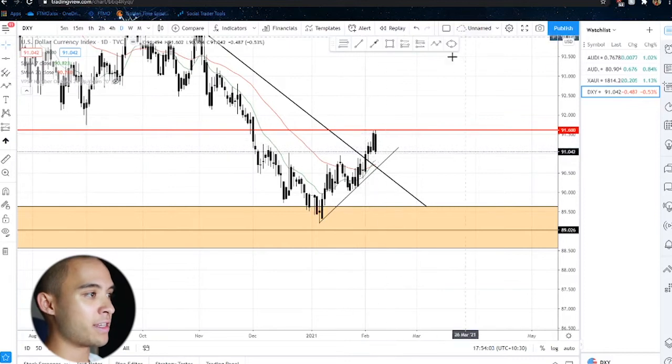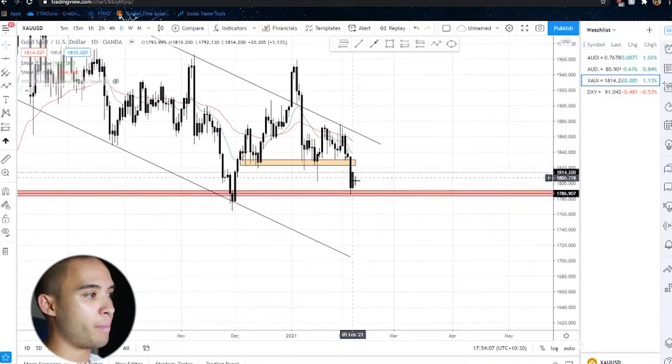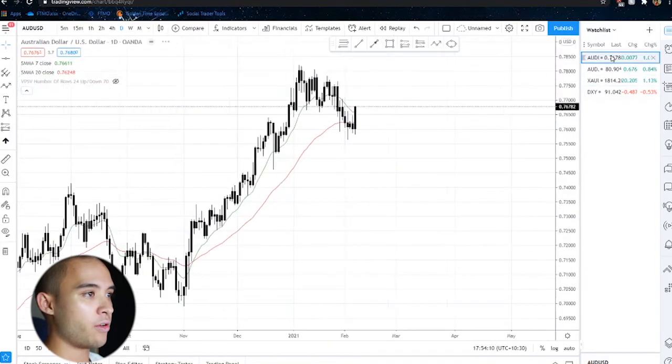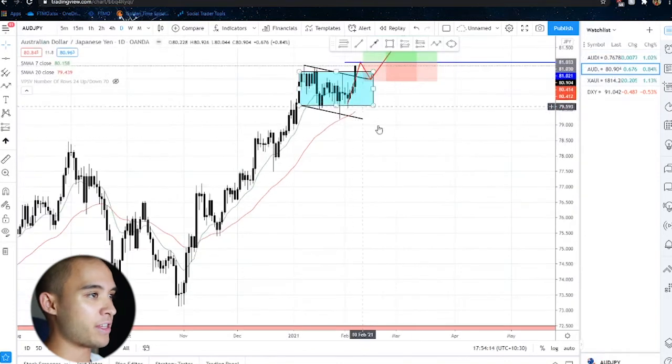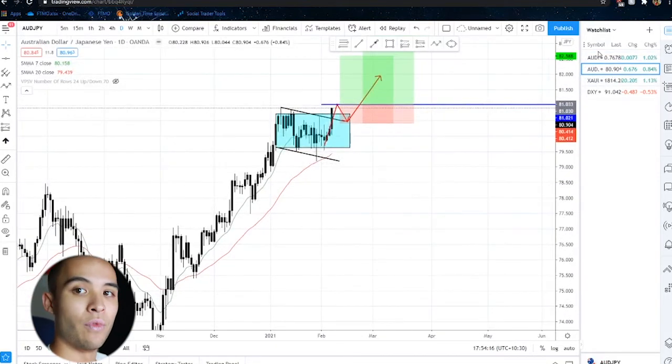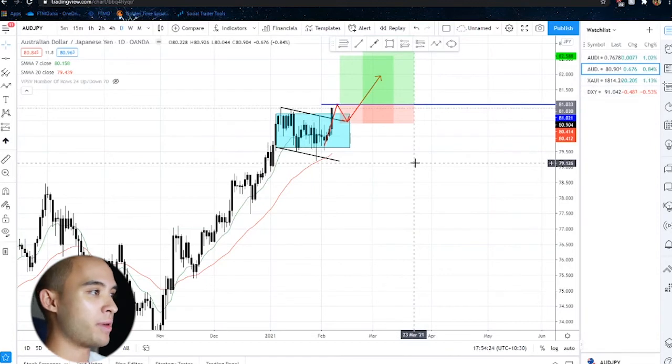So if price does continue shooting up on the DXY, and if price continues bearish on gold, then we can see both of these pairs, AU and AJ, making their way down. To where? I'm not actually too sure. It really all depends on the market structure on the correlated pairs, which are DXY and gold. So that's pretty much what I'm going to be looking for.